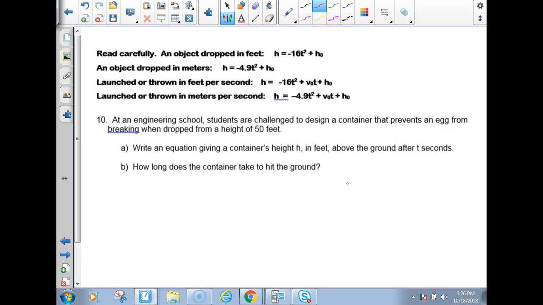Okay, so I'm going to stop here. Read the problems carefully. If it's dropped, you can just use the simplified equation. If it's thrown or launched, you need to use the one with initial velocity in it. And check if it's in feet or meters.